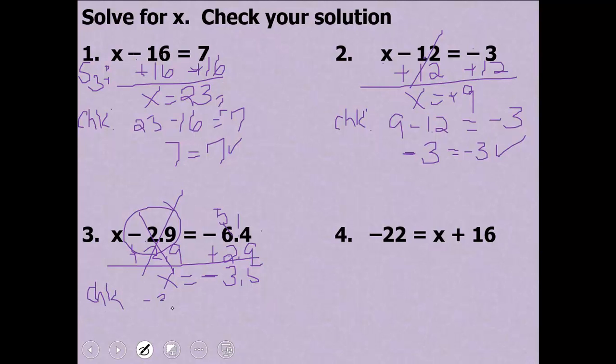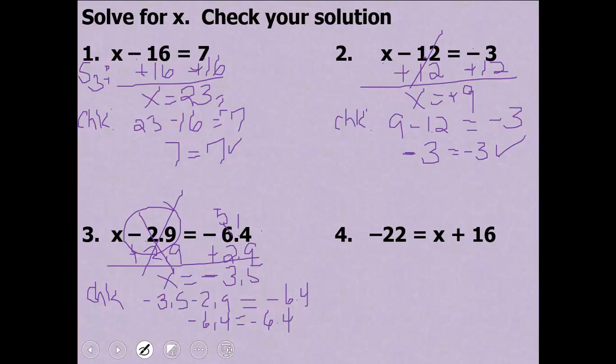I want negative 3.5 minus 2.9, and when it's all done, I want it to equal negative 6.4. Well, these two numbers are both negative, so I'm going to get an even more negative number. So I'm going to add them together, and I get negative 6.4 is equal to negative 6.4. Ta-da! Done. Yay! Not so bad, right? You guys hit pause, do number 4, and come back.